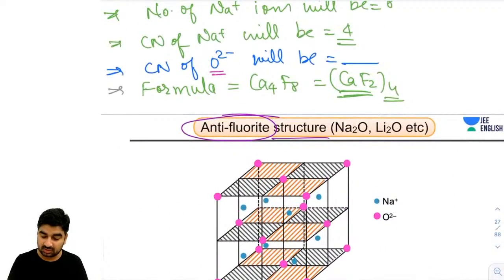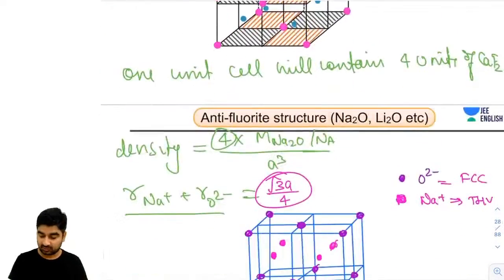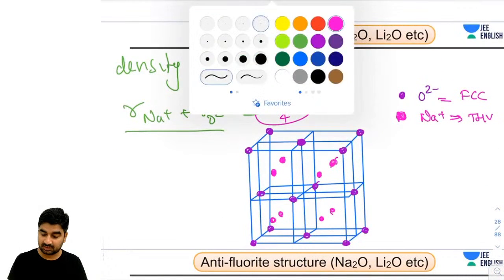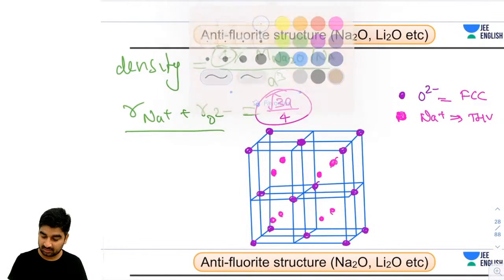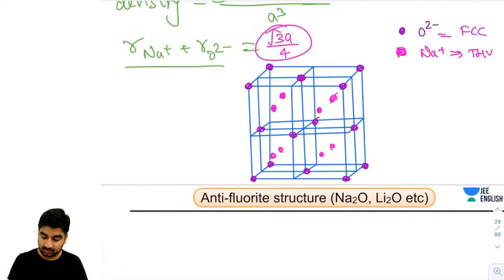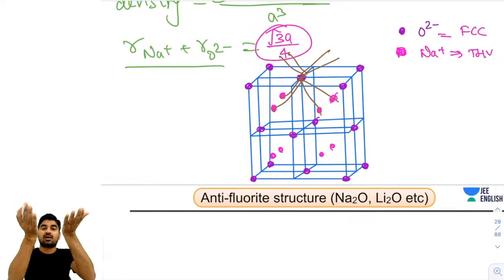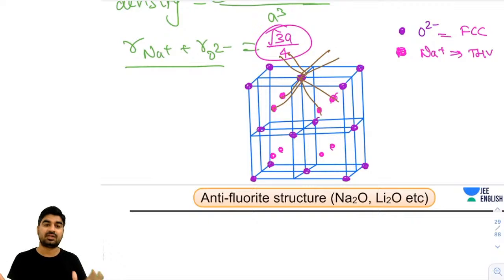Now, what is the coordination number of O2 minus? So again, from here you can see if I'm taking the O2 minus, this is the O2 minus, guys. Here it is touching 4. Again, it will be touching 4 on the cubes above it. So the coordination number will be 8. Tell me, guys, if you have any doubt.